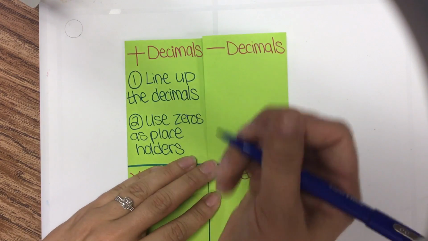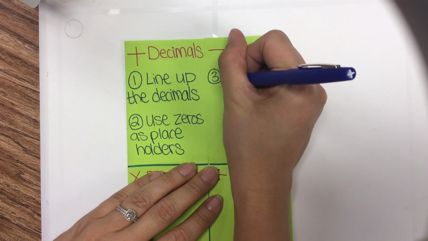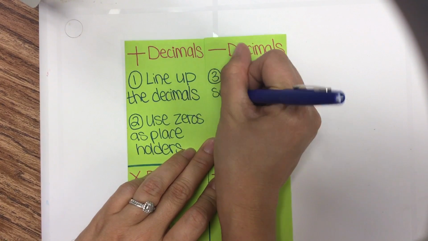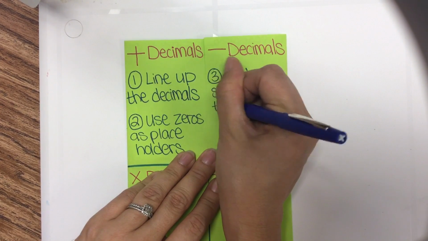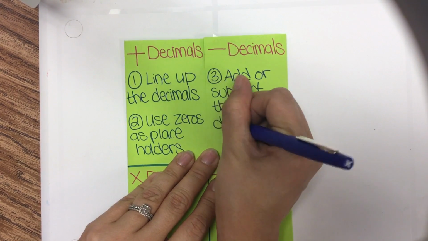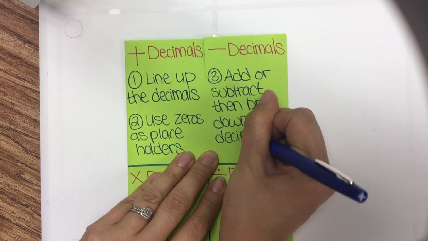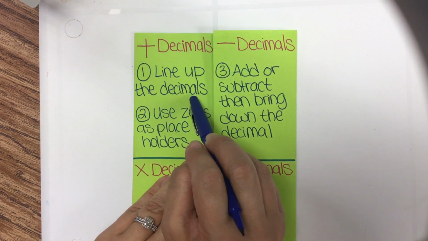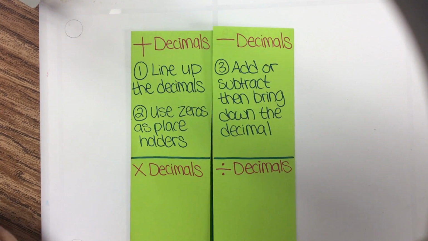We'll look at that. And then lastly, number three, we have add or subtract, then bring down the decimal. So once you have them lined up and you've added your zeros, you just add or subtract the decimals, then bring down the decimal. So these all go together. Adding and subtracting decimals, you line up the decimals, you use placeholder zeros, you add or subtract, and then bring down the decimal. So let's do a couple of examples.